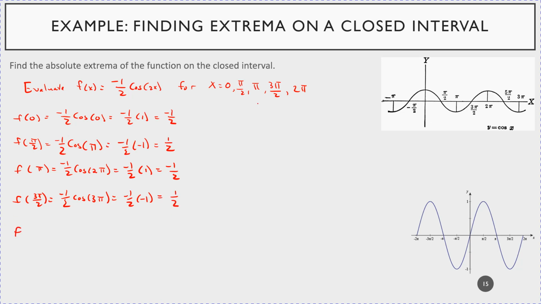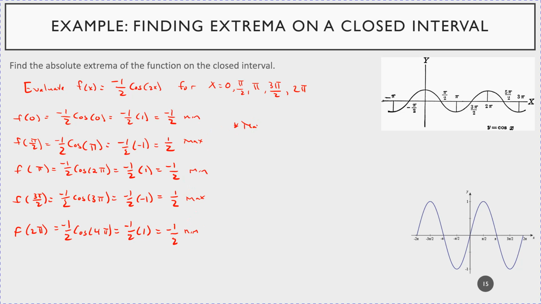And then finally, 2 pi. Well, when you plug 2 pi into 2x, you get negative 1/2 cosine. This ends up being a 4 pi. And cosine of 4 pi is just 1, right? So this is minus 1/2 times 1, which is minus 1/2. So look, you have max here, in here, and then you have min here, and min here. They're all the same.